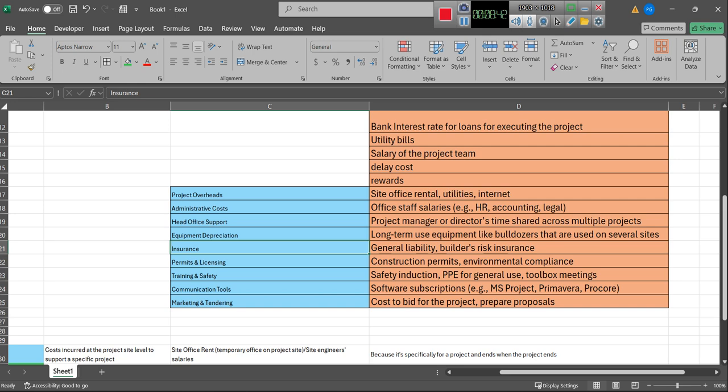Communication tools and software subscriptions, for example Microsoft Project, Primavera, Procore, or Aconex. Sometimes you can bring other software in here as well. Then marketing and tendering: the cost to bid for the project and prepare the proposal can go in this part. Sometimes when you want to buy a document for tendering, you have to pay for it, and it can come here.